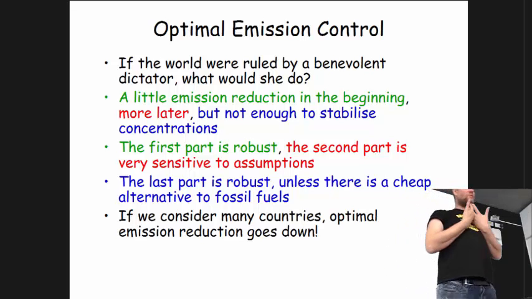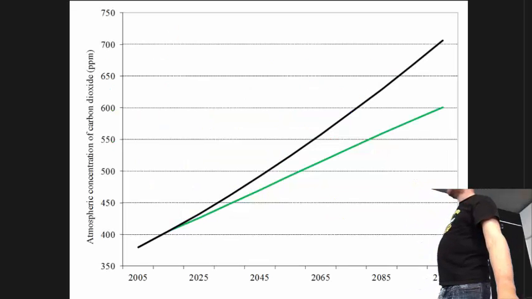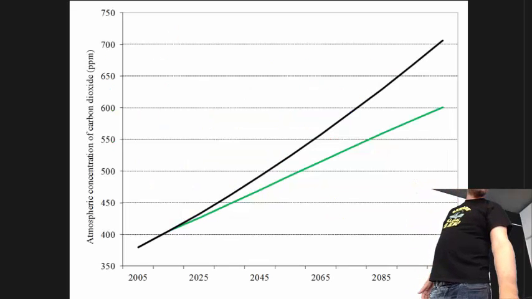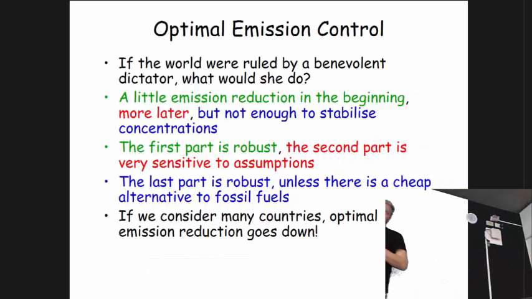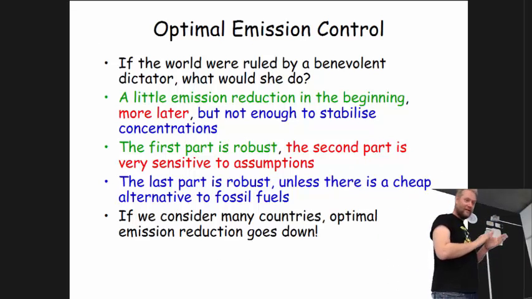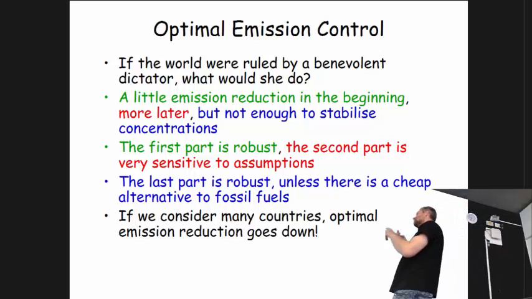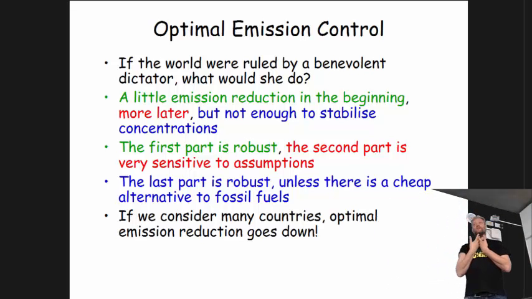Now, what would this philosopher queen do? The way to characterize what Nordhaus found was a little bit of emission reduction in the beginning, more emission reduction later, but nowhere near stabilization. And those three parts of the conclusion are here given in three different color cards. So let's start with a little bit of emission reduction to start with.